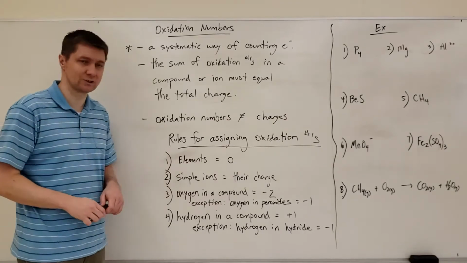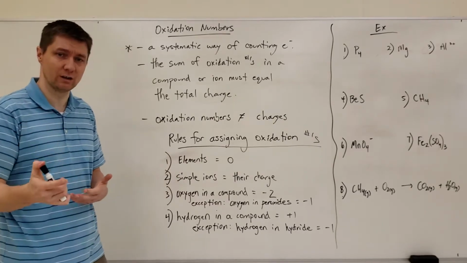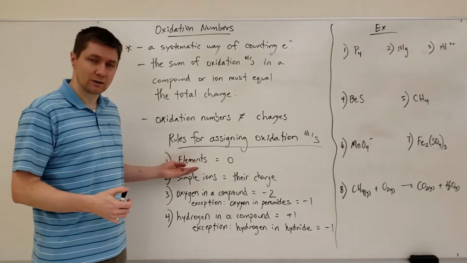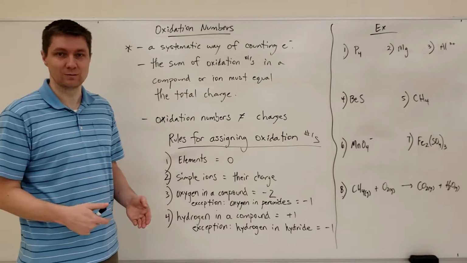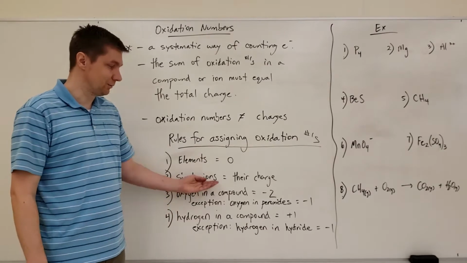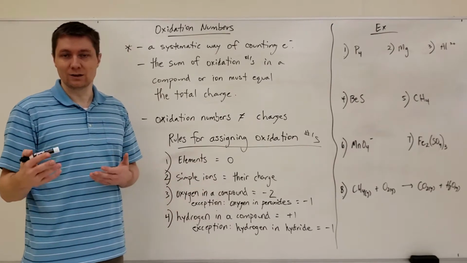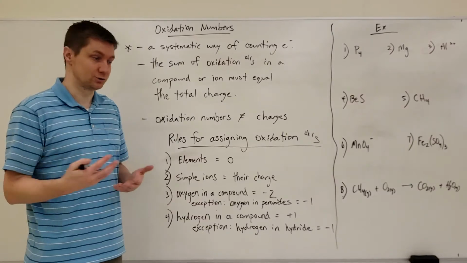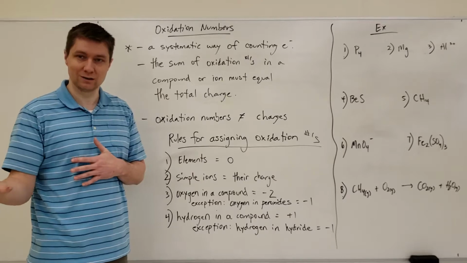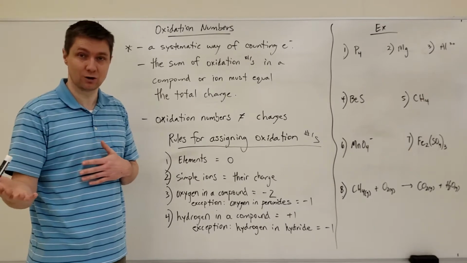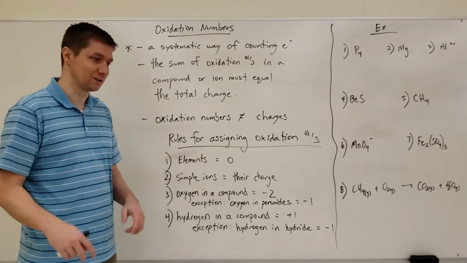So here are some rules for assigning oxidation numbers. The first is that elements, anytime they're in their elemental form or elements by themselves, their oxidation number is going to be 0. The next is simple ions, and their oxidation number is just going to be their charge. So that's a case where you can see that the oxidation number is the same as their charge. They are two different things though.